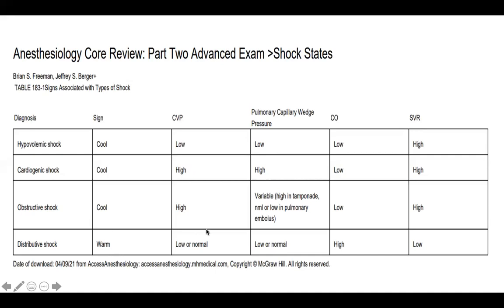Obstructive shock, remember your CVP is elevated here. Cardiac output, though, is going to be low. And again, catecholamines are being released. SVR is high. Your distributive shock, CVP is going to be low. Your CVP is going to be low because of that vasodilation that you're getting. As a result, your left ventricular filling pressure or your wedge is going to be low. Cardiac output, though, is generally high. And again, SVR is low.